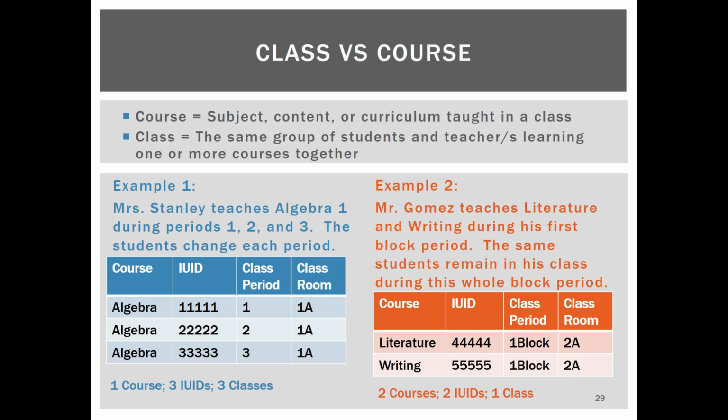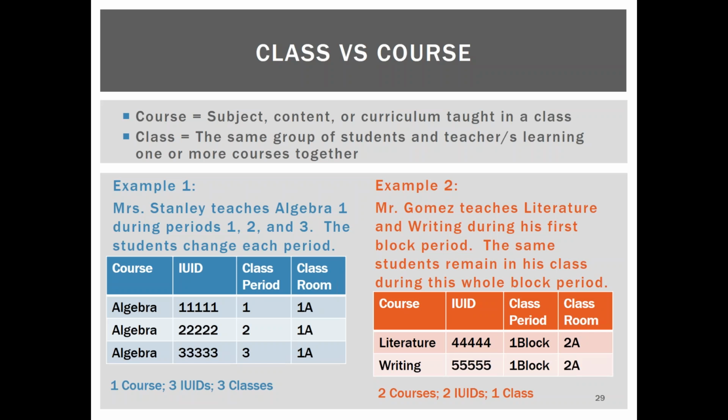Now, since we have periods 1, 2, and 3, which gives us a distinct, different class period and classroom combination for those 3 classes, it's going to look like this is one course with 3 different IUID numbers, and it equals 3 different classes. The reason why we have class period and classroom instead of just looking at IUID number is because of example 2 here.